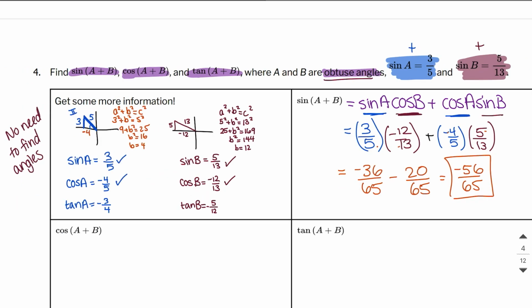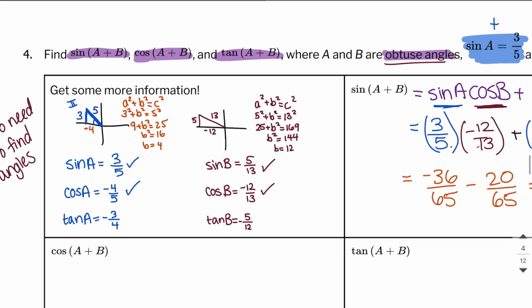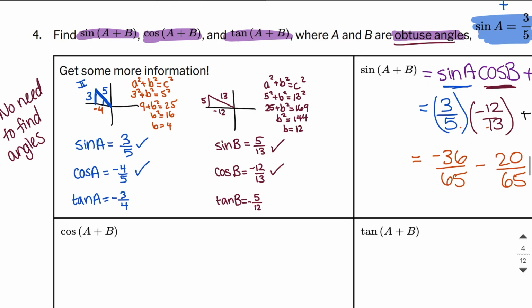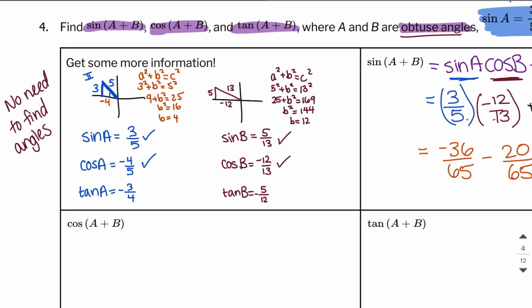Now, to find cosine of A plus B, it's the same thing. I don't need to find the angles. I just need to use the formula for cosine of A plus B. So cosine of A plus B, I'm going to color code it this time, would be cosine of A multiplied by the cosine of B. And then remember, cosine is the one where you do the opposite sign, so I'm going to say minus, and then sine of A times the sine of B.